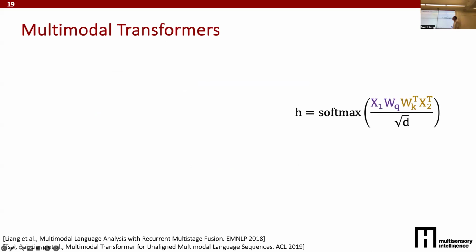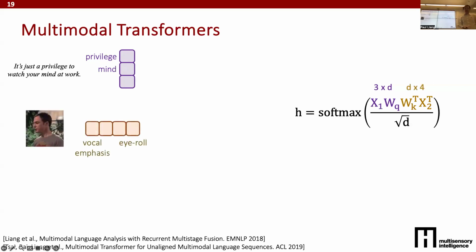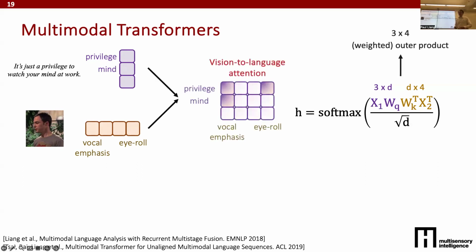You might have data from the first modality, say a couple of words that a person is speaking, and that may be 3 words by some dimension. You put it through some linear transformation. You have data from the second modality, maybe the person's facial or vocal expressions. That might be another set of features, but again, the sequence length might be different, so I wrote it as 3 by 4. And you're essentially taking this product to get these pairwise multiplicative interactions.